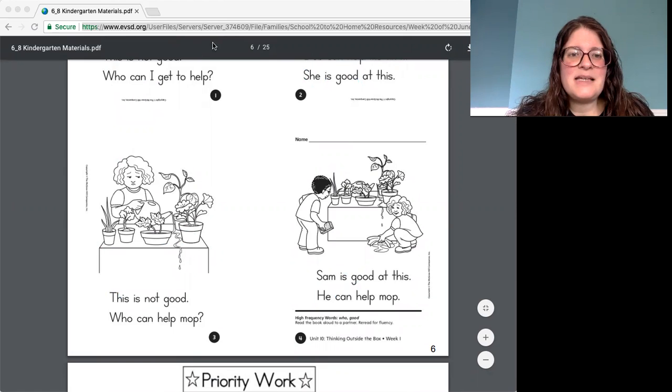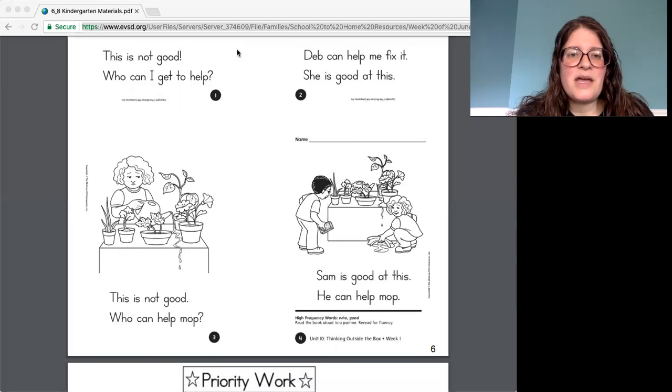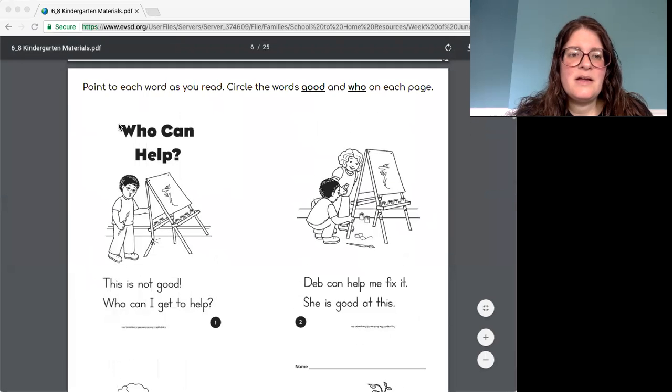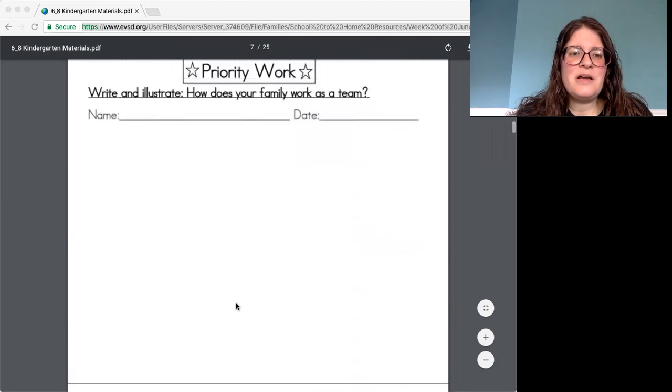Okay, now when I select it, I want you to try to say it with me, okay? This is not good. Who can help mop? Sam is good at this. He can help mop. So those are your two sight words for the week. You say it with me, who and good. Nice job.